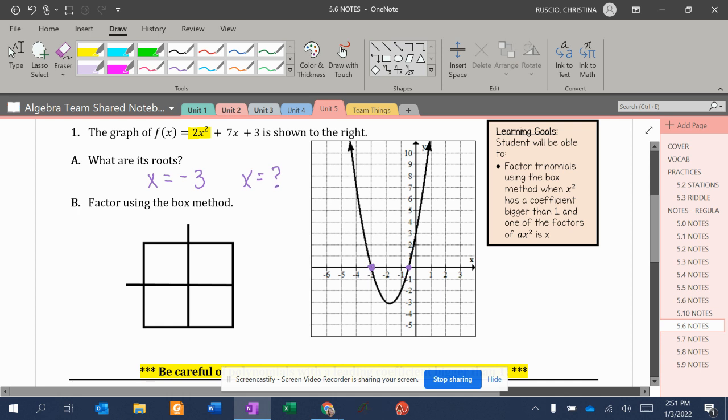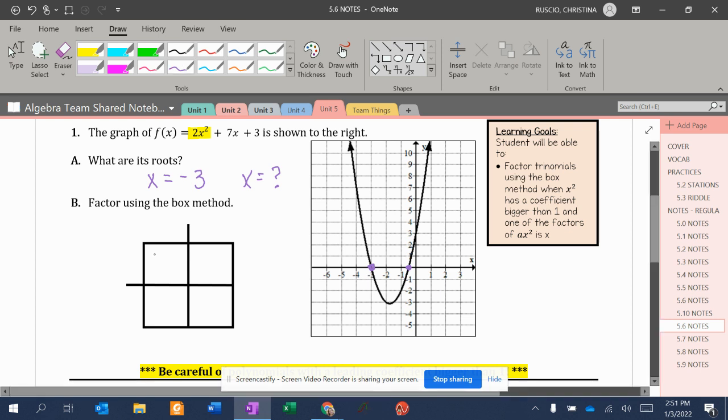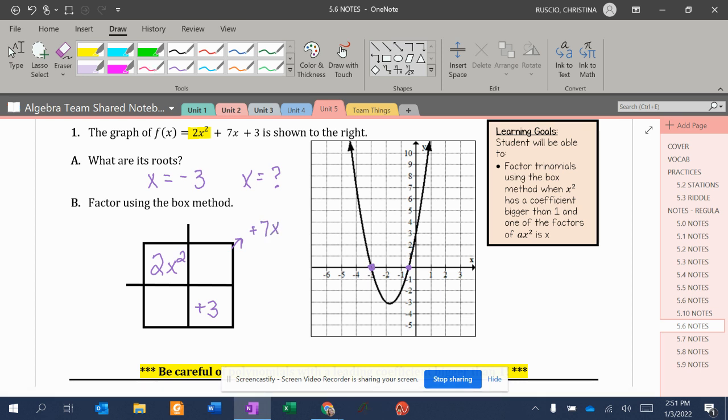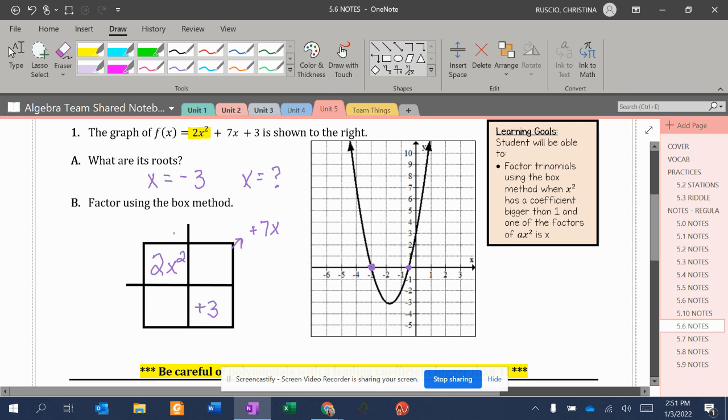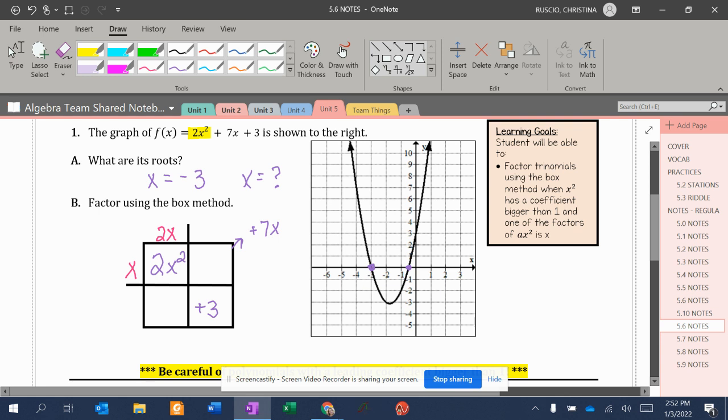Okay, so what we are going to do here is the box method, and we're going to see how there's some similarities and some differences to what we talked about yesterday. So you know the drill. 2x squared goes in the top left box, plus 3 bottom right, and in this little corner up here, plus 7x. We are trying to find two things that multiply to 2x squared. Well, x times x is x squared, but 2x times x is 2x squared. So right away, I'm noticing that there's something different, and that will change what's in this box down here.